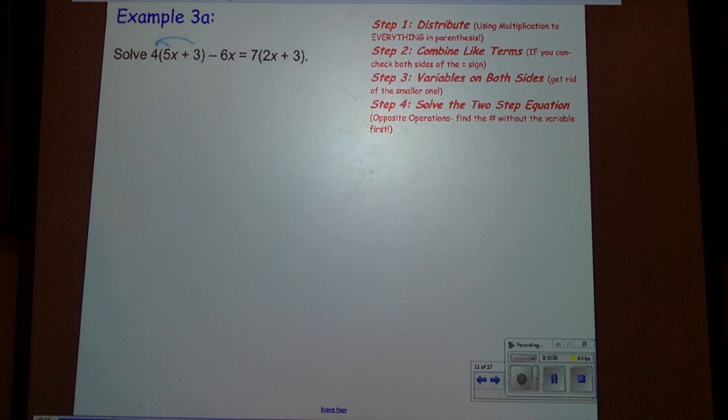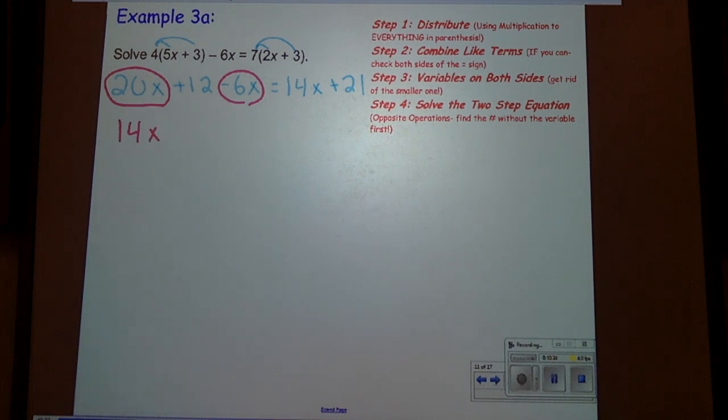Okay, example 3, we're going to distribute 4 times 5x is 20x, plus 4 times 3 is 12, minus 6x equals 14x plus 21. Okay, step 2, combine like terms. So on the left side, we have a 20x and a negative 6x. So 20x minus 6x gives you 14x plus 12 equals 14x plus 21.